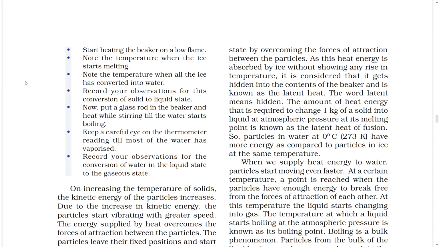The amount of heat energy that is required to change 1 kg of a solid into liquid at atmospheric pressure at its melting point is known as the latent heat of fusion. So, particles in water at 0 degrees C, 273 K, have more energy as compared to particles in ice at the same temperature. When we supply heat energy to water, particles start moving even faster. At a certain temperature, a point is reached when the particles have enough energy to break free from the forces of attraction of each other.